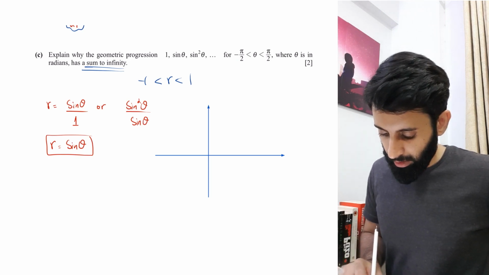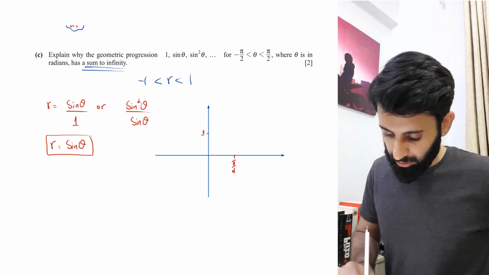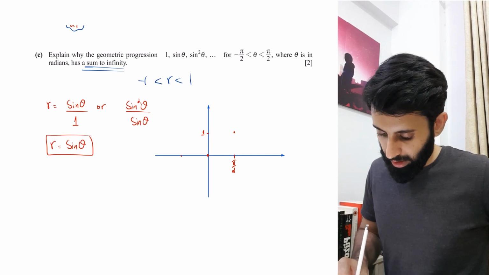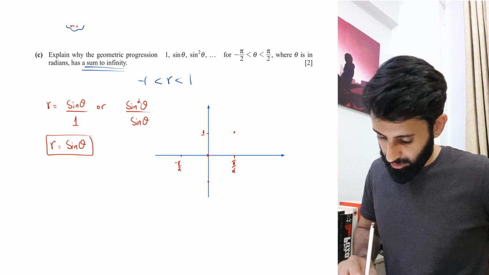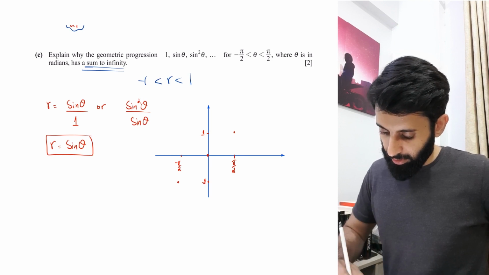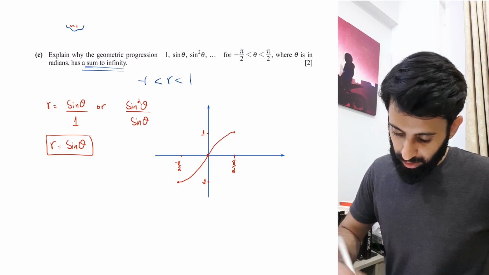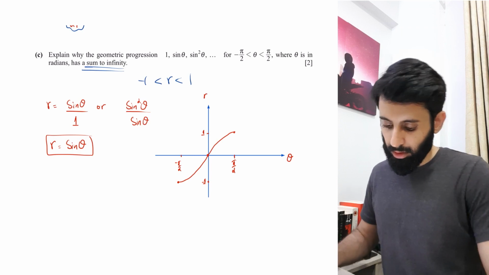Let me show you why. Now, sine 90 or sine pi by 2 is basically equal to 1. So we have 1 point. And at 0, it's 0. And sine of minus 90 is going to be equal to minus 1. So it's going to be somewhere over here. So if I were to draw a curve, if you know your sine, cos, tan curves well, you know that this is what it is going to look like. This is theta, and this is the common ratio.